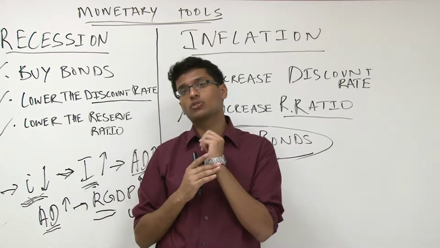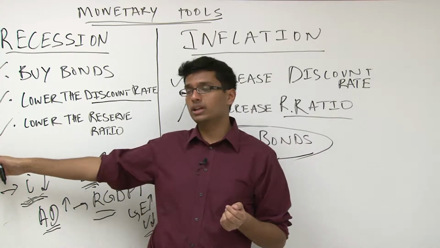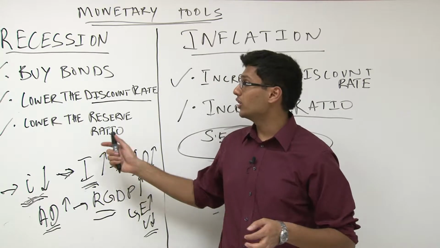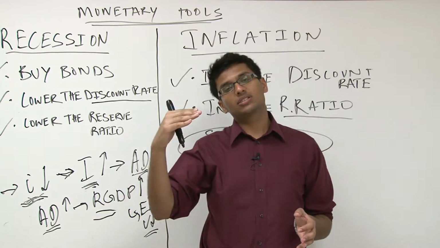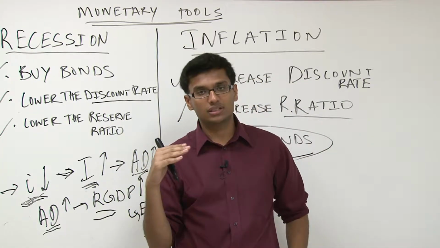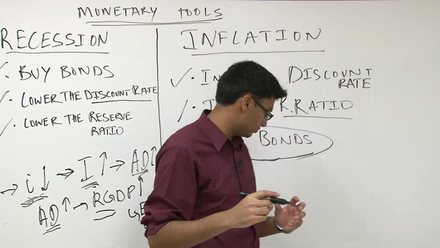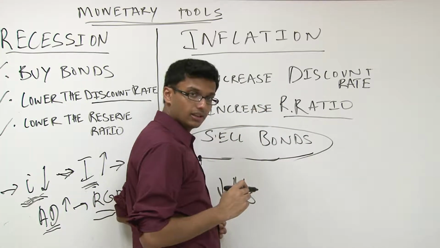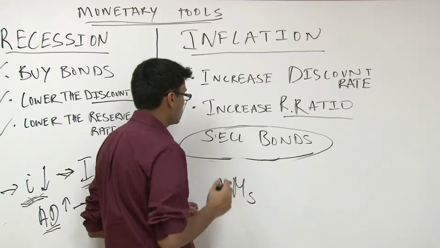So if you increase your reserve ratio, I went over this a little bit in the recessionary side of it, but when you increase the reserve ratio, what tends to happen is that the amount of money in the money supply goes down. Lastly, when you sell bonds, what happens?